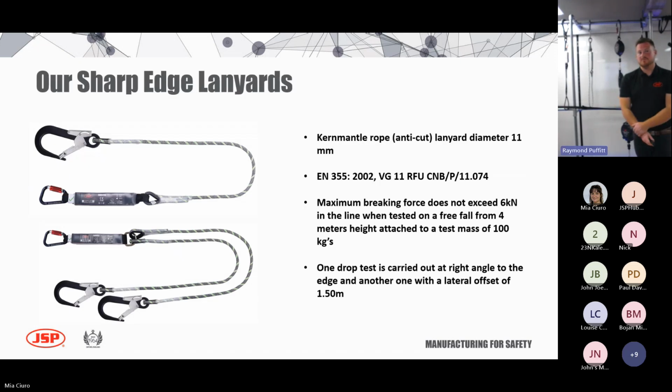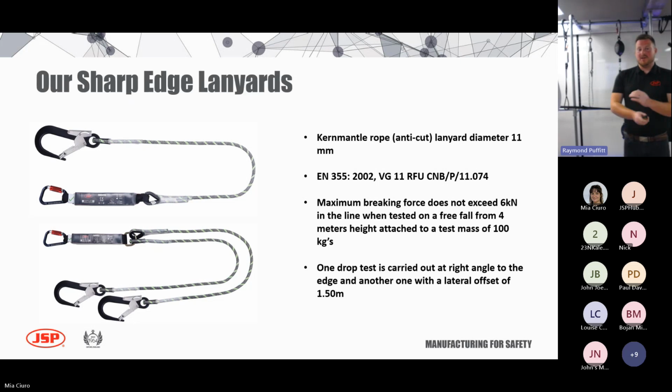All right. So just a slide again for when you go back to this later on. The slides will be there of just the difference of the sharp edge lanyard compared to the standard. We have it as a single and a twin version, as we do with all our fall arrest lanyards. But just to explain, it's got the anti-cut rope, it's got the standard, and then talking about the dynamic test. So the braking force doesn't exceed 6 kilonewtons when tested with a free fall of 4 meters.